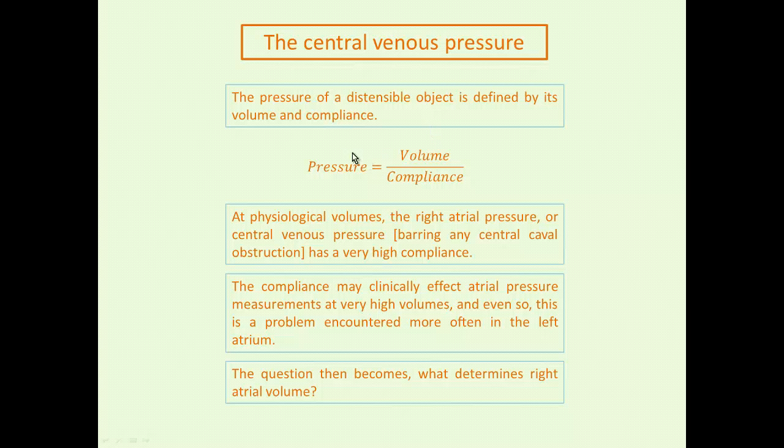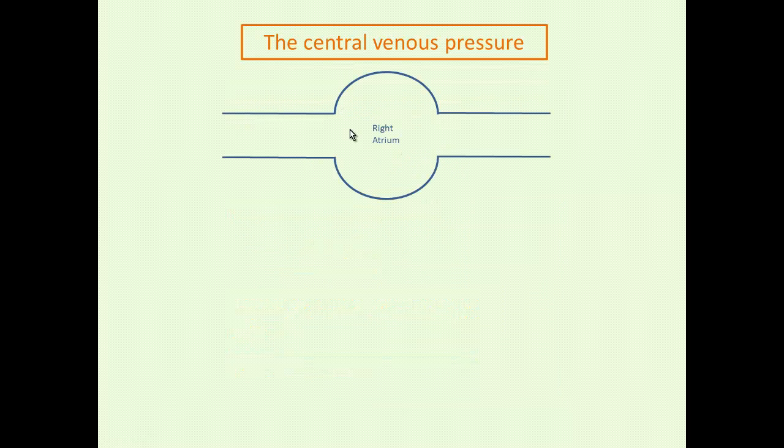So the question is, we want to know what determines central venous pressure, so then what determines central venous volume? If you imagine this is the right atrium here, and we're going to pretend this is like a stream going in this direction. So if this were like a stream with fluid coming in and fluid going out, then the volume of the right atrium would really be determined by relative inflow versus relative outflow. I think that's pretty self-explanatory.